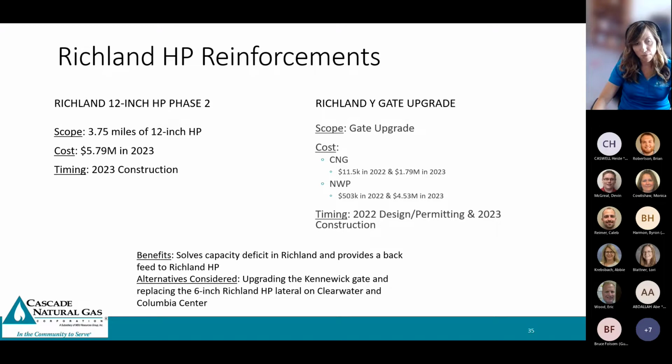And then really, since you'd have a gate upgrade either way, the gate's kind of a wash. If you could upgrade either gate, they'd cost the same. So the pipeline is kind of what makes the difference on this one.